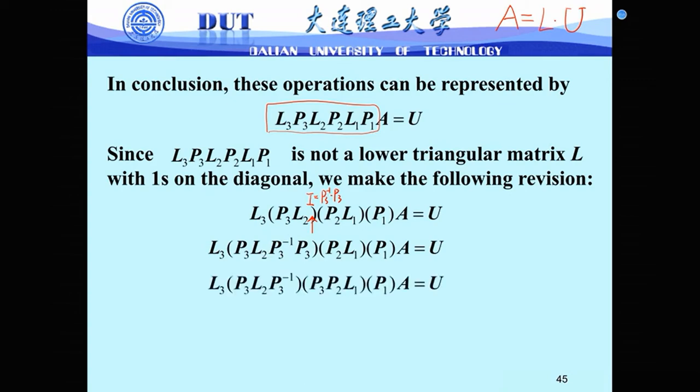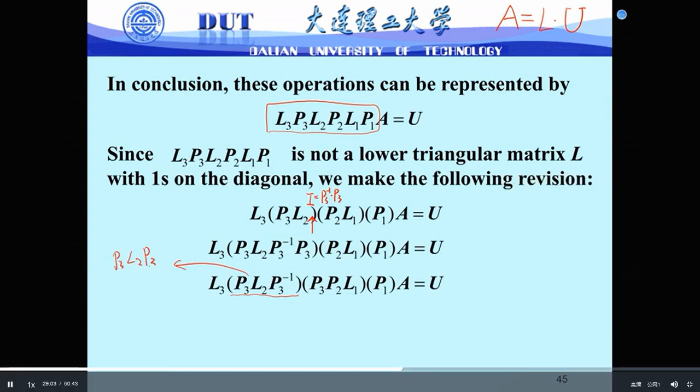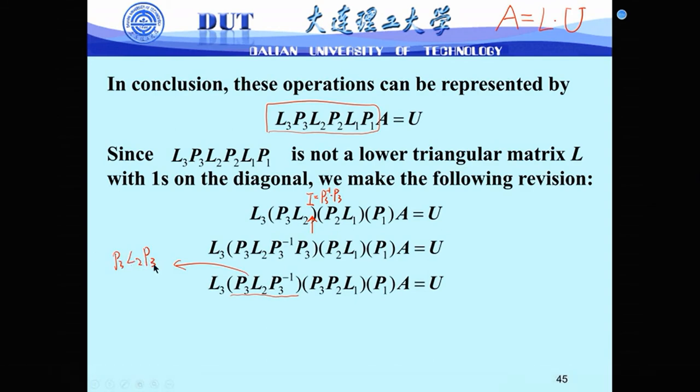Okay. Now, I use a bracket here. Now, you see? This product, the middle one is L2. Left side is P3. Right side is P3 inverse. But actually, we know P3 inverse is just itself. So actually, this product is interesting, right? L2 inside, and P3 on both sides, left side and right side.